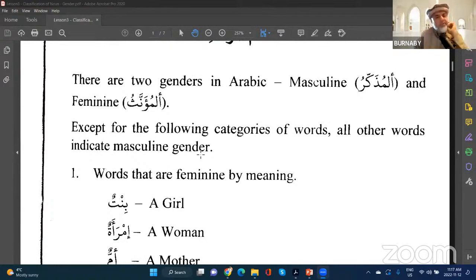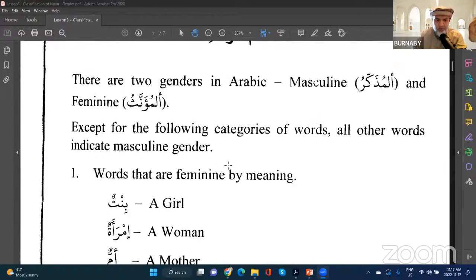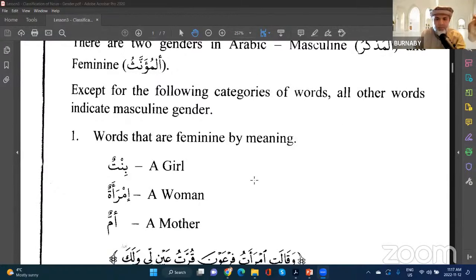Brother Khalid Tahir from Aberystwyth, Dr. Tahir, are you with us? Maybe you're muted. Brother Khalid Tahir, Brother Tahir.